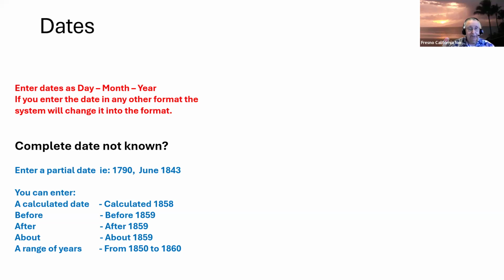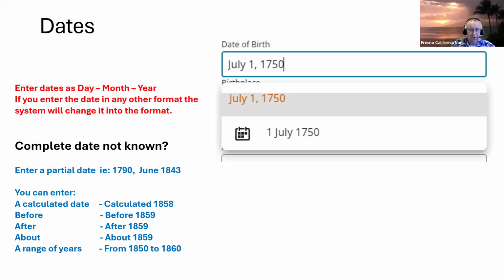Like you can say calculated and put a date there if you're calculating it from maybe an age on a tombstone or a death certificate. Or you can say before a certain date or after a certain date or about a certain date when you don't know the exact one. And you can also put in a range. You can say from and then give a range, like 1850 to 1860. You know, perfect for somebody who was on the 1850 census and you can't find them on the 1860, so you assume they probably died during that time because they're never found again. So there's a lot of variations on dates.